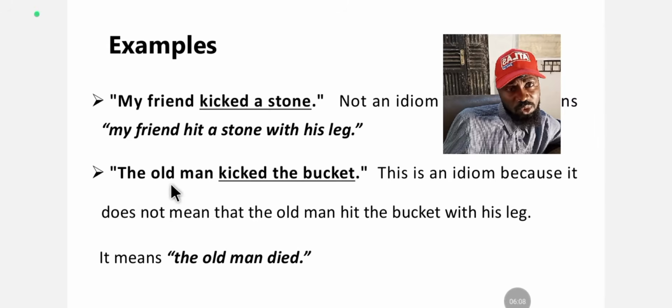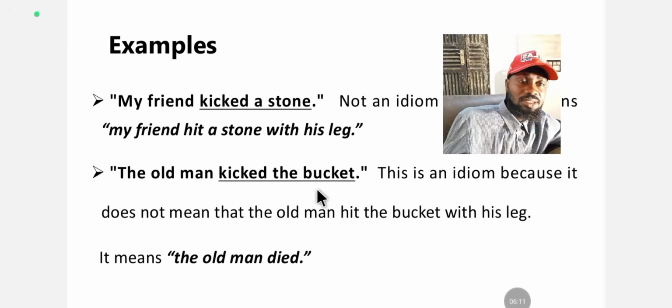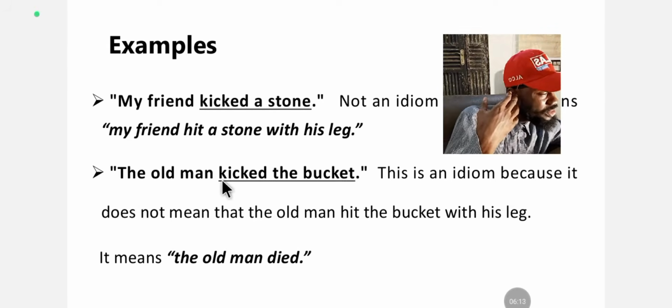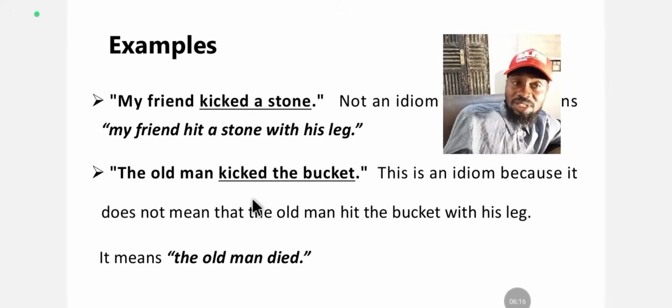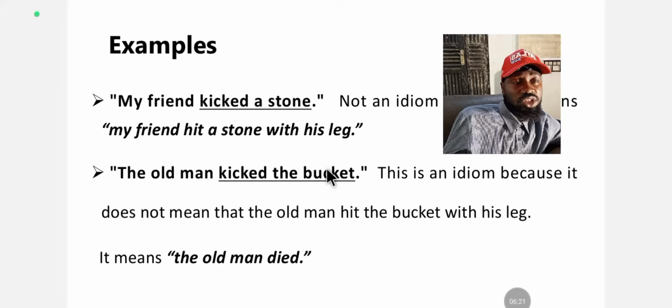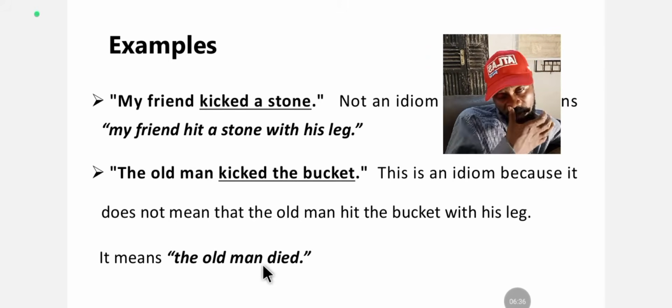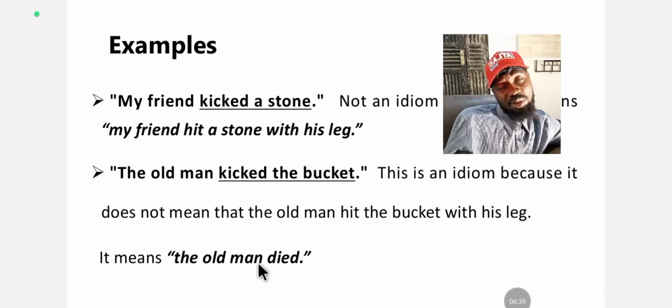The next example is: the old man kicked the bucket. Kicked the bucket. How does that sound in your ear? Take note of the underlined expression; those words are the idiom. Kicked the bucket is an idiom because it does not mean that the old man hit the bucket with his leg. It means that the old man died. So when you say someone kicked the bucket, that's an idiomatic expression. You are saying in other words that that person died.